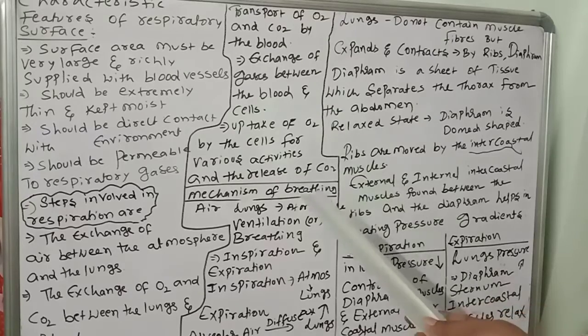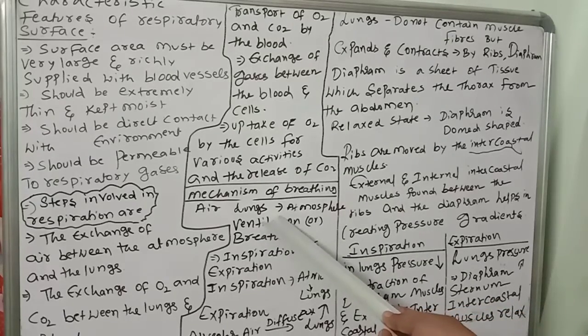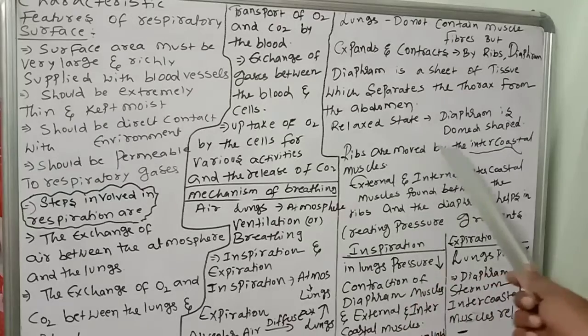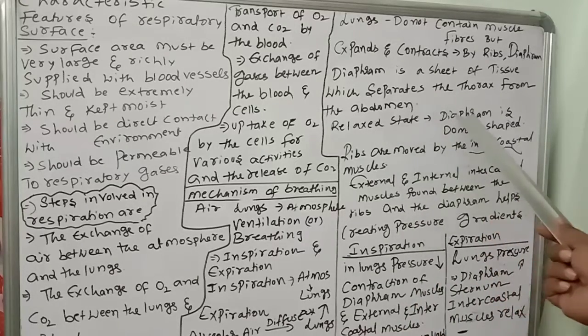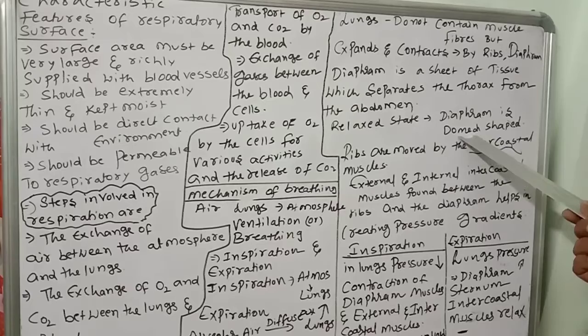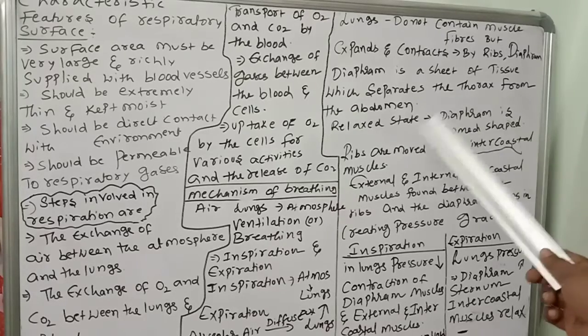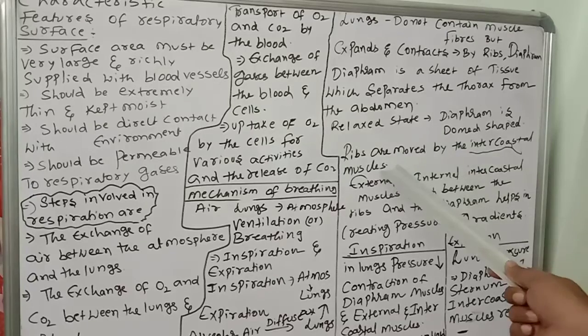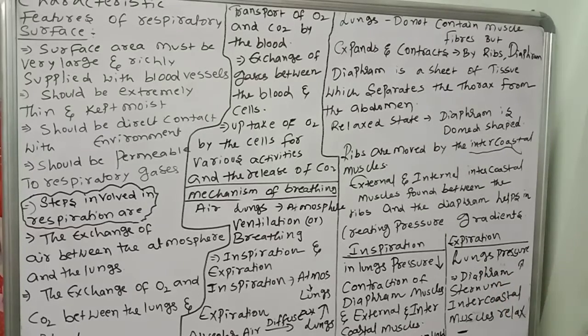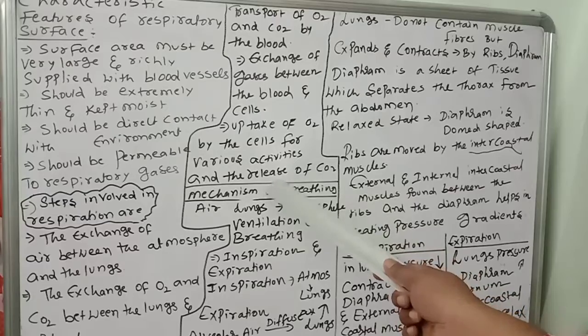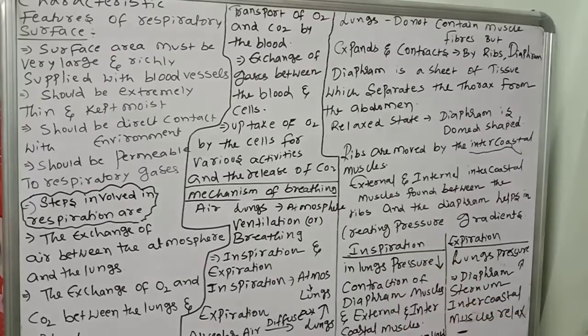So what are the key points? What is ventilation? Ventilation is nothing but breathing. So breathing and ventilation are very important. Next, in the relaxed state, the diaphragm is which shaped? This is another important point. Dome shaped. Between the ribs, muscles are there. What do you call those muscles? Intercostal muscles. Okay, next. The uptake of O2 by the cells for various activities is for what? To release the carbon dioxide.